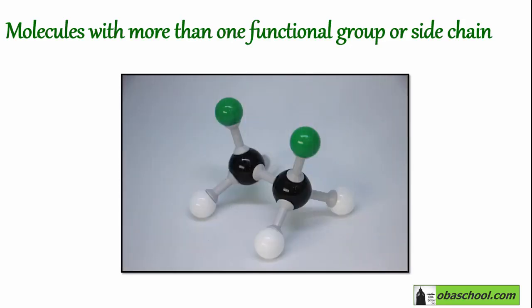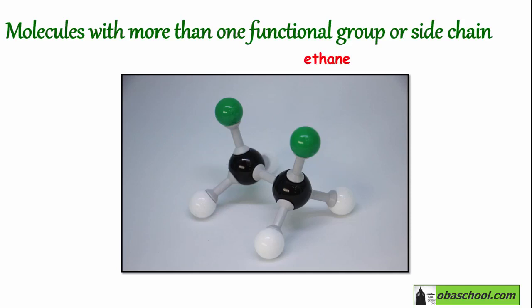Let's take an example. In this molecule, we have two carbon atoms, which are the black ones, and the bonds are single bonds. How did we know that they are single? If you count the bonds, you will find that each carbon atom has 4 bonds, which means that it has 4 single covalent bonds, and thus this is an alkane. And because we have 2 carbon atoms, this is ethane.